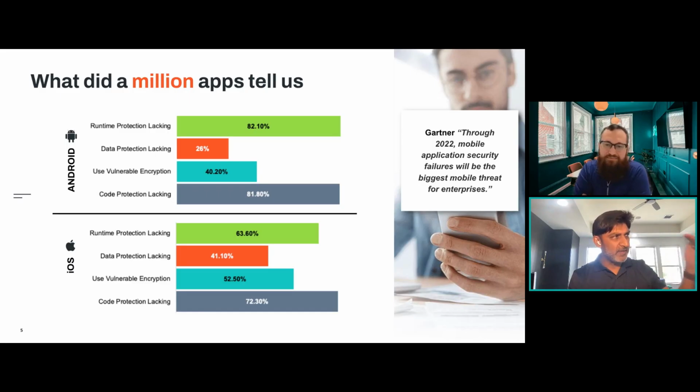Right. So you see these areas where you're not protecting your code. Encryption. People think encryption is security, but it's really not true. It's not enough. Not protecting data, right?